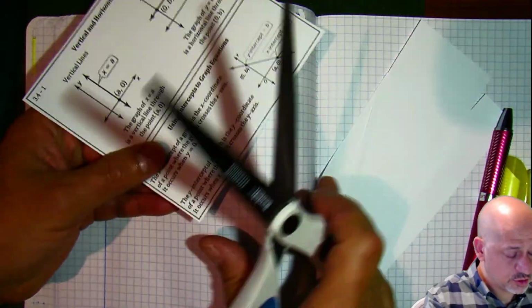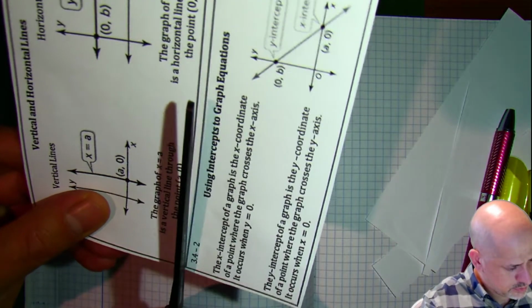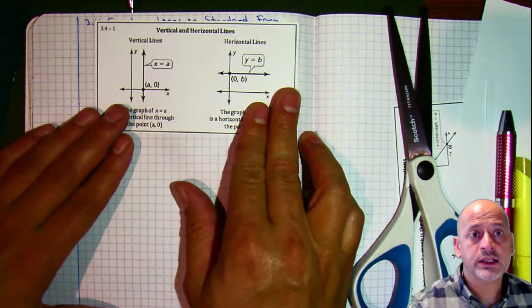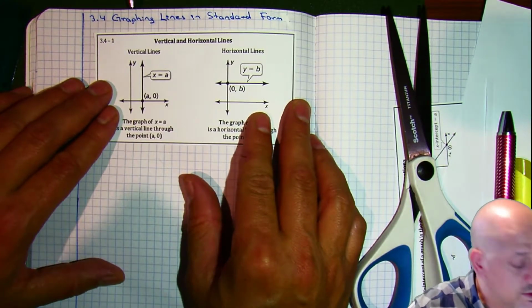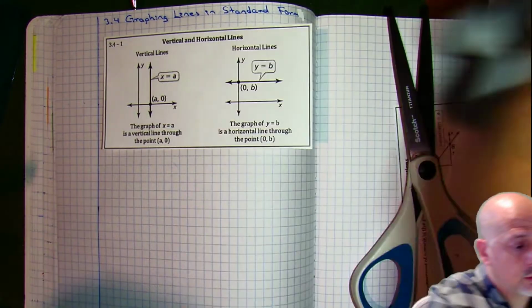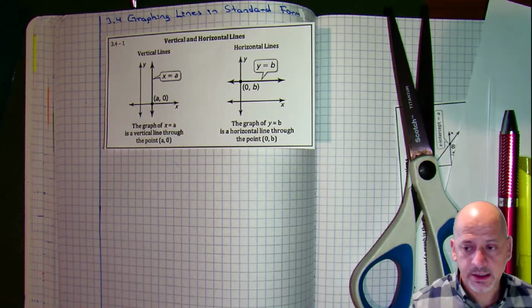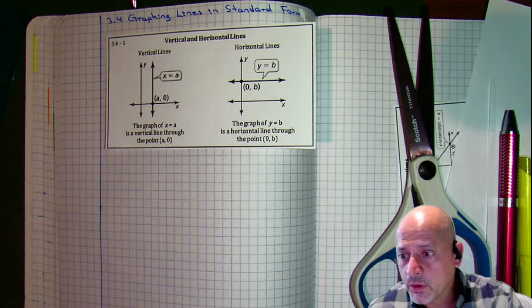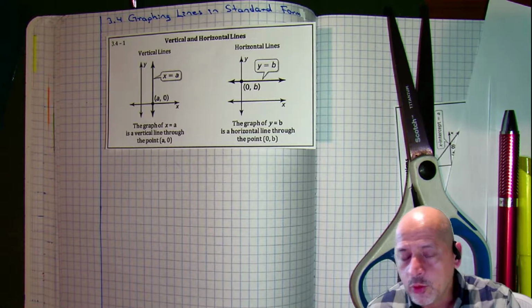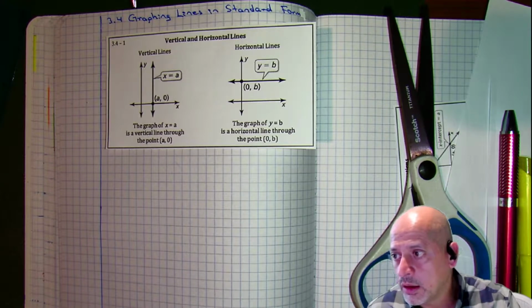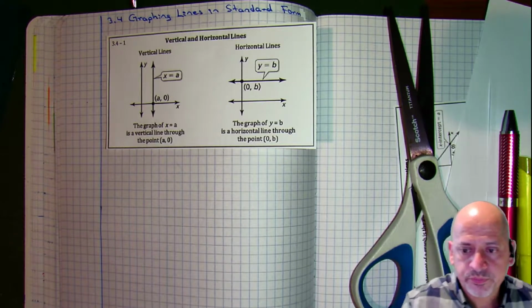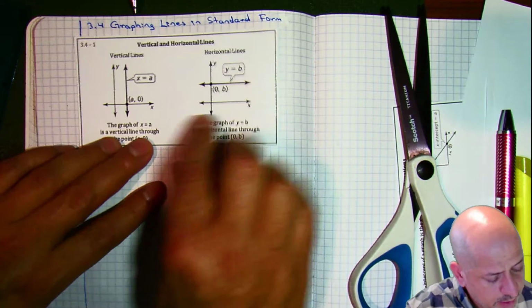And you're going to use both. The first one is vertical and horizontal lines. So before we get to graphing lines in standard form, we are going to use this instead. Now, one of the things we have to be careful about is that we need to be able to recognize the difference between a vertical and horizontal line.